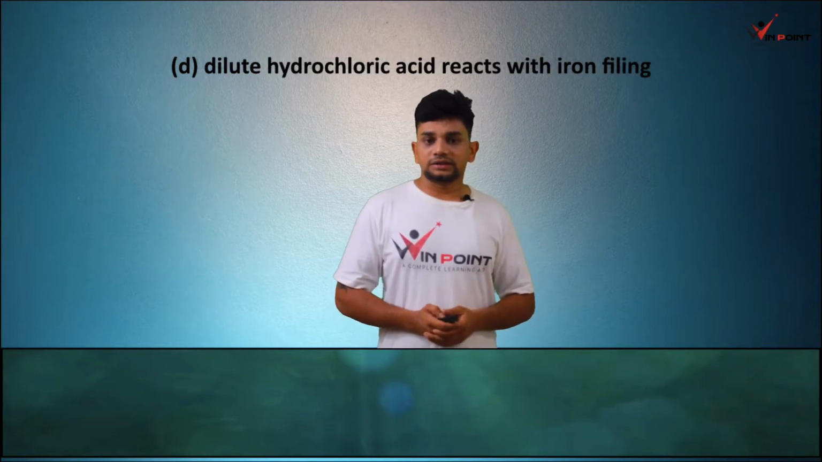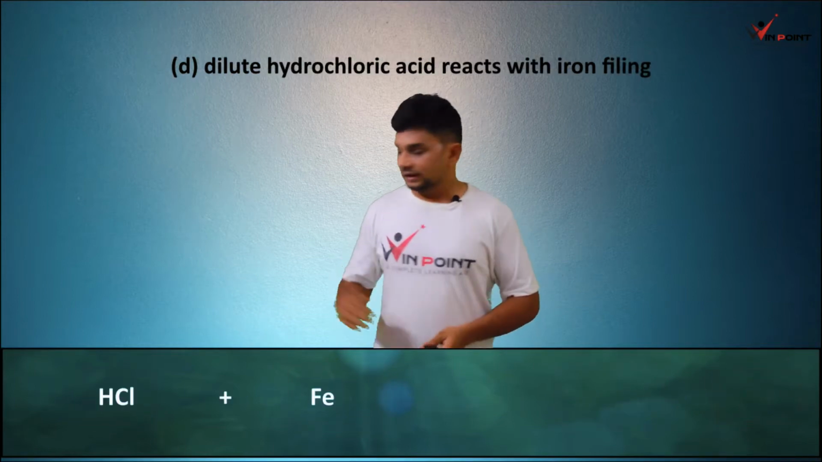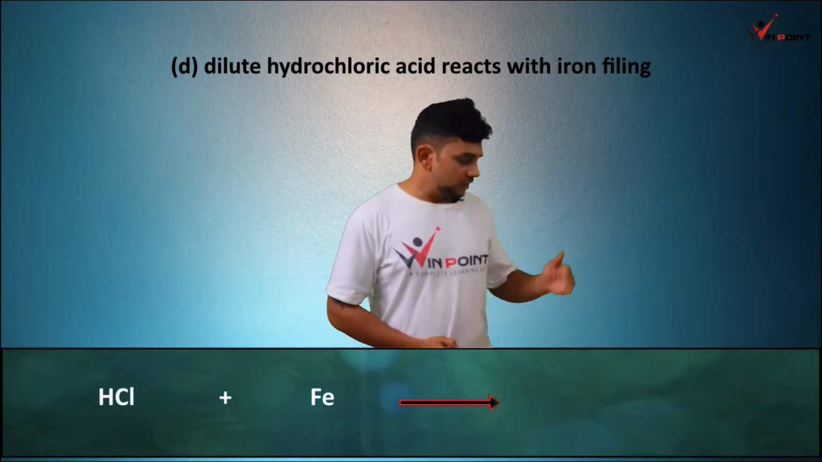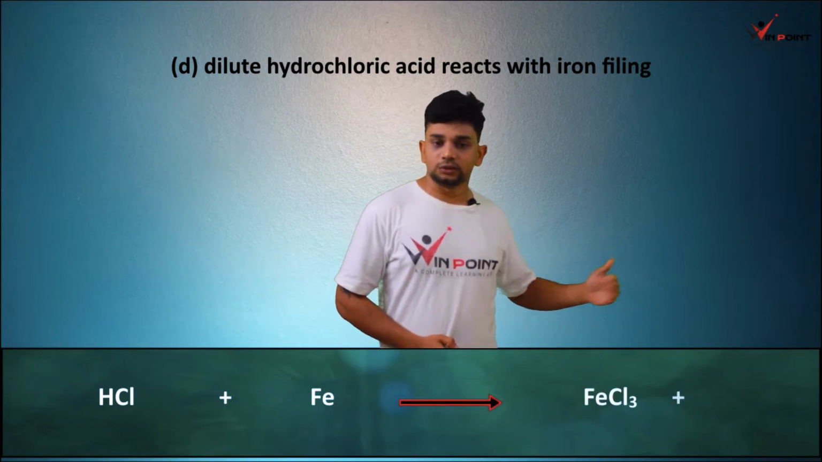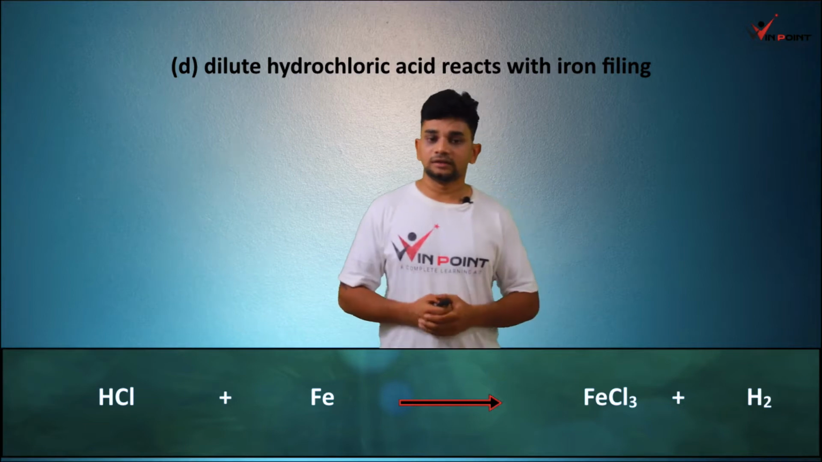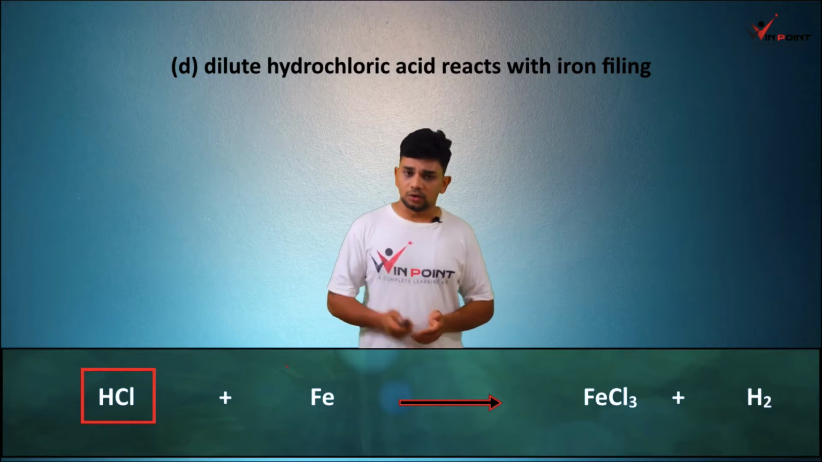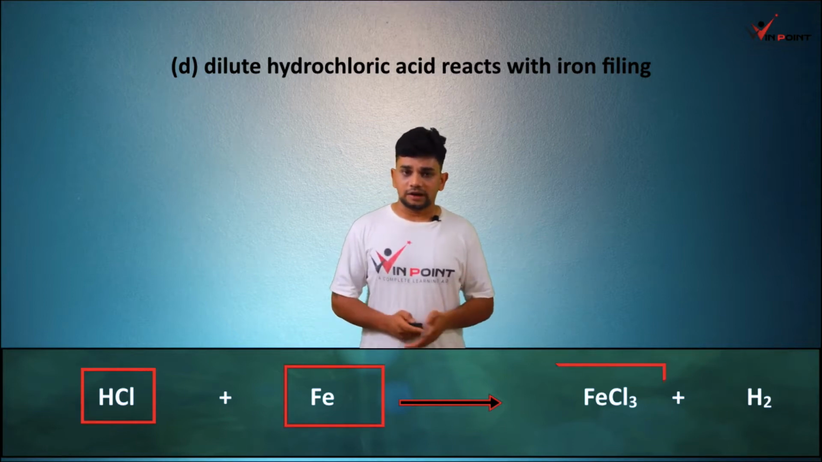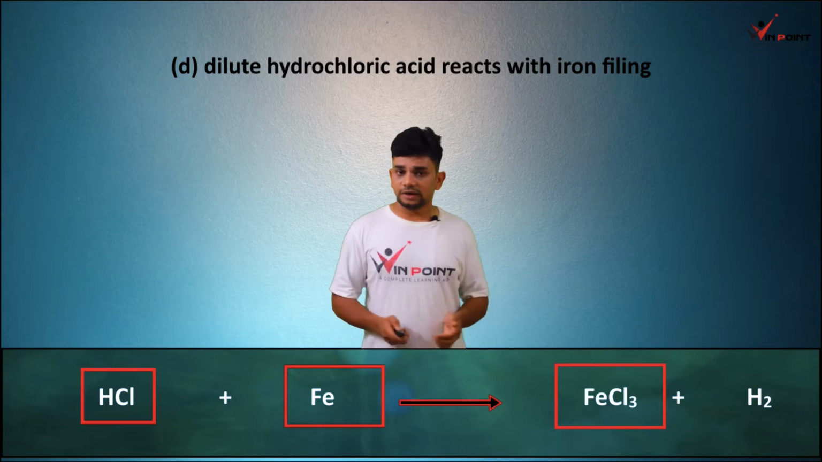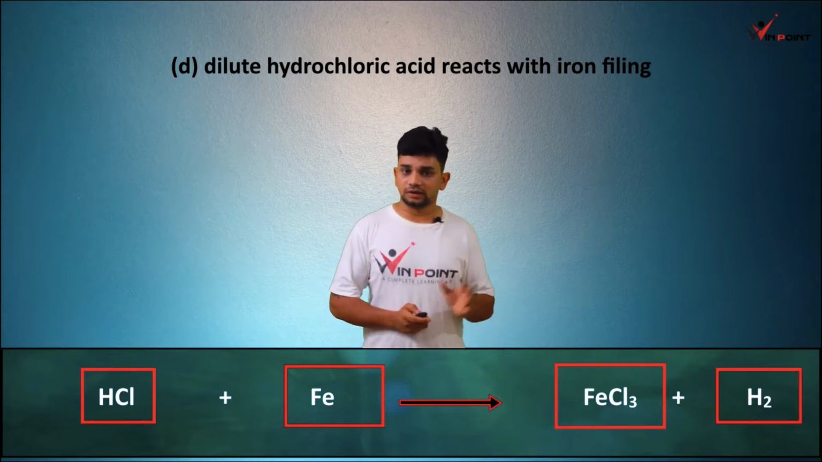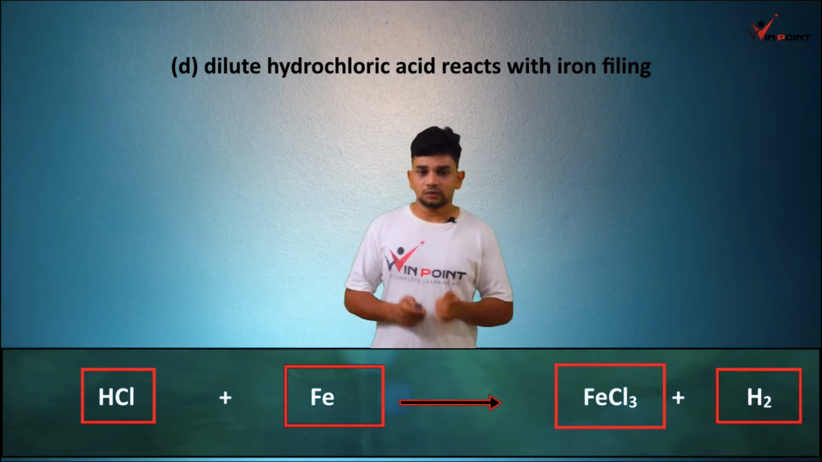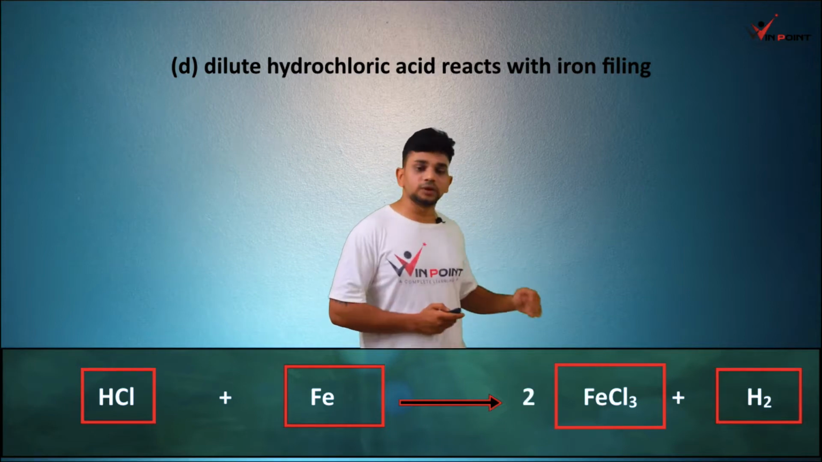Dilute hydrochloric acid reacts with iron filings. HCl plus Fe gives FeCl3 plus H2. It is a reaction. We need to balance this reaction. First we are making boxes here. Then we are going to balance it. After making the boxes, we need to count the number of hydrogen, number of chlorine, number of iron. Everything we need to make equal on the reactant side and product side. So first we are adding a 2 here, 2 FeCl3.